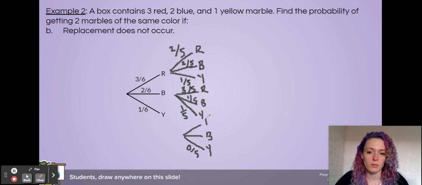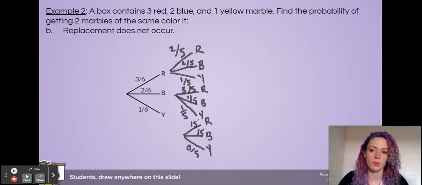My blue and my red, I can actually use pieces from the other 2 branches that I've done. With my blue marble, again, we know that both of them are going to be out of 5 because I only have 5 left. My blue marble, I still have the 2 blues left. So just like my very top branch, I'll have 2 out of 5 left. With my red, I'll still have all 3 left. So just like my middle piece, I'll have 3 out of 5 chance of pulling it.